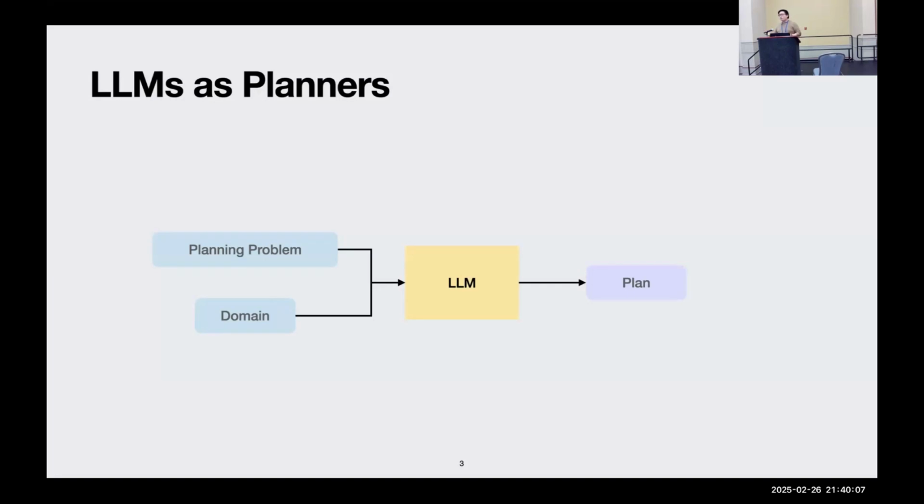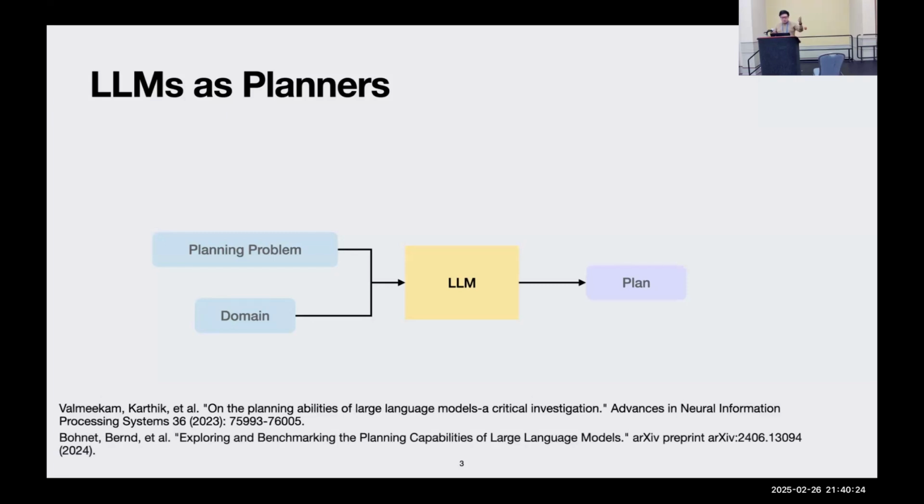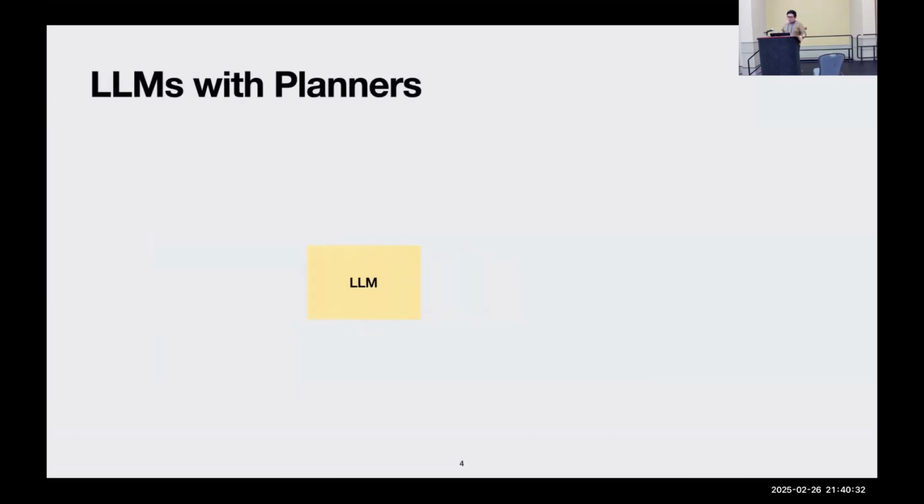You run into some issues, where the LLM doesn't give you certain guarantees or features that you might expect. A lot of times you can't guarantee correctness, you can't guarantee optimality. And so there have been a lot of works citing Valmikam and Rao on how LLMs are not super suited to plan directly. So there's this other category called LLMs with planners, or LLMs augmented with planners.